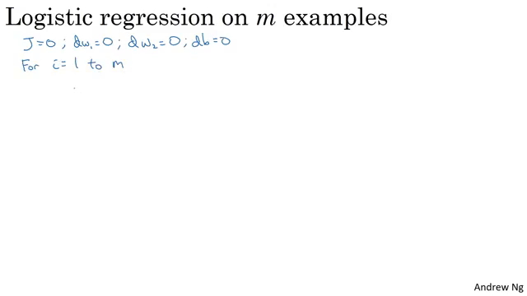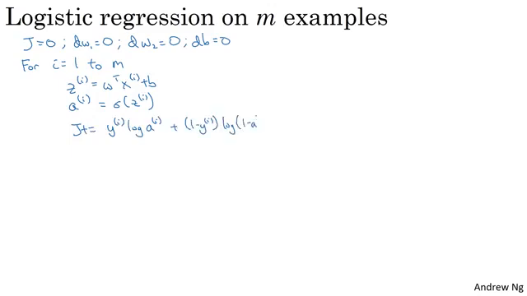For i equals 1 through m, where m is the number of training examples, we compute z^(i) equals w transpose x^(i) plus b. The prediction a^(i) is equal to sigma of z^(i), and then let's add up J. J plus equals y^(i) log a^(i) plus (1 minus y^(i)) log(1 minus a^(i)), and then let's put a negative sign in front of the whole thing.